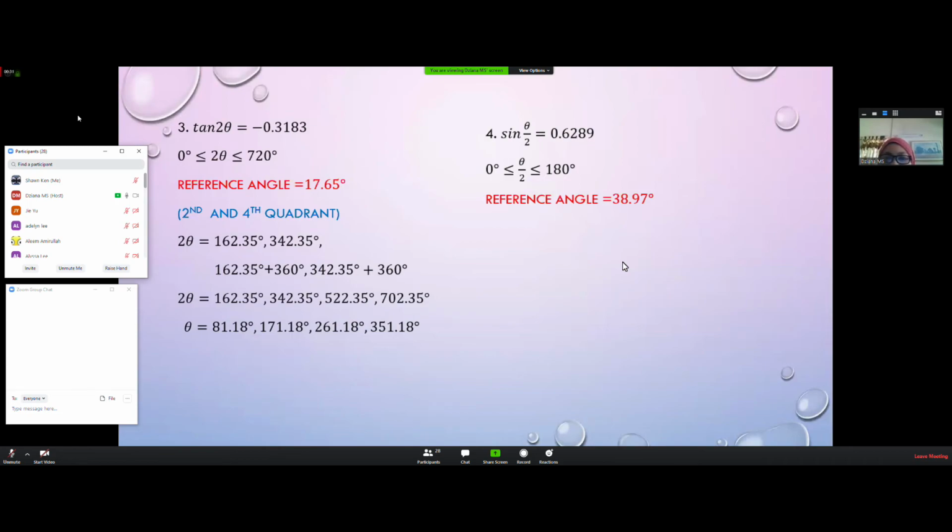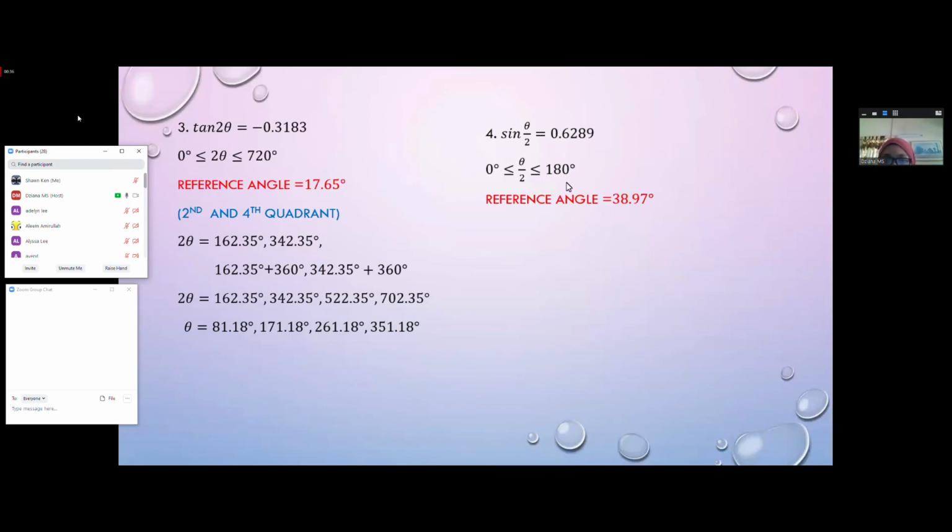Okay, and sine is positive in the first and second quadrants. So luckily both angles are in the range. Okay, some of you got internet connection problems. Okay. First and second quadrant.